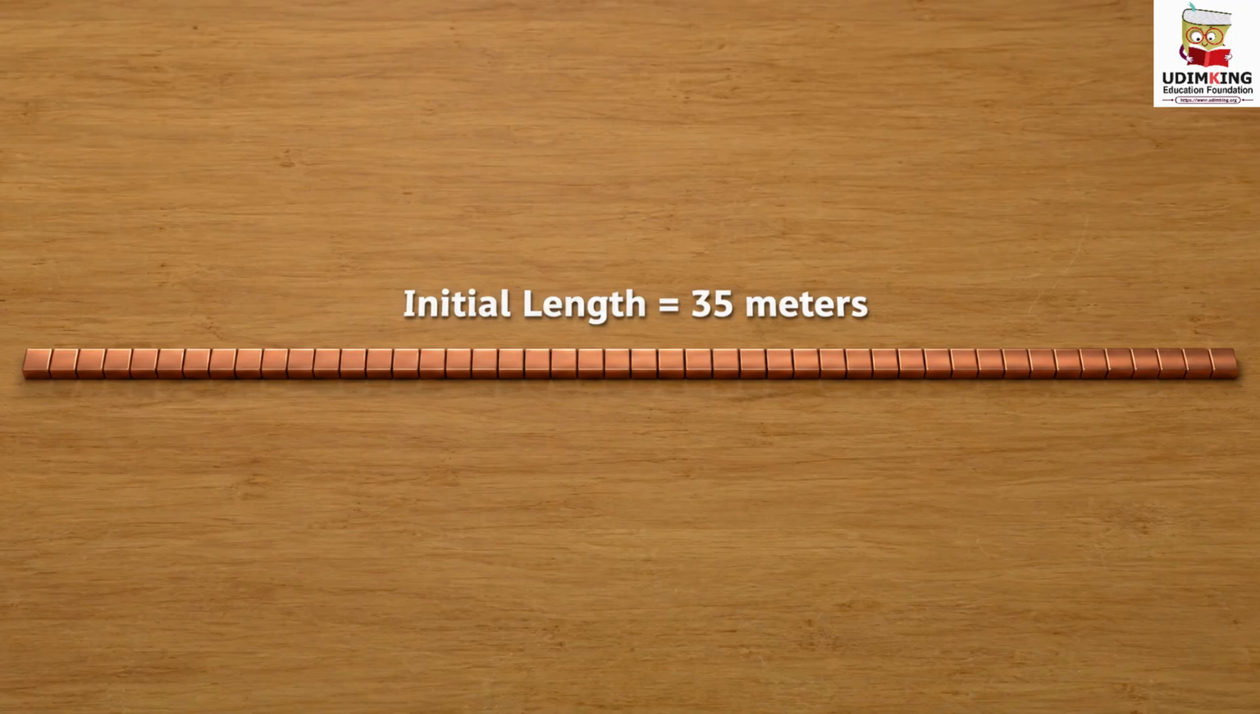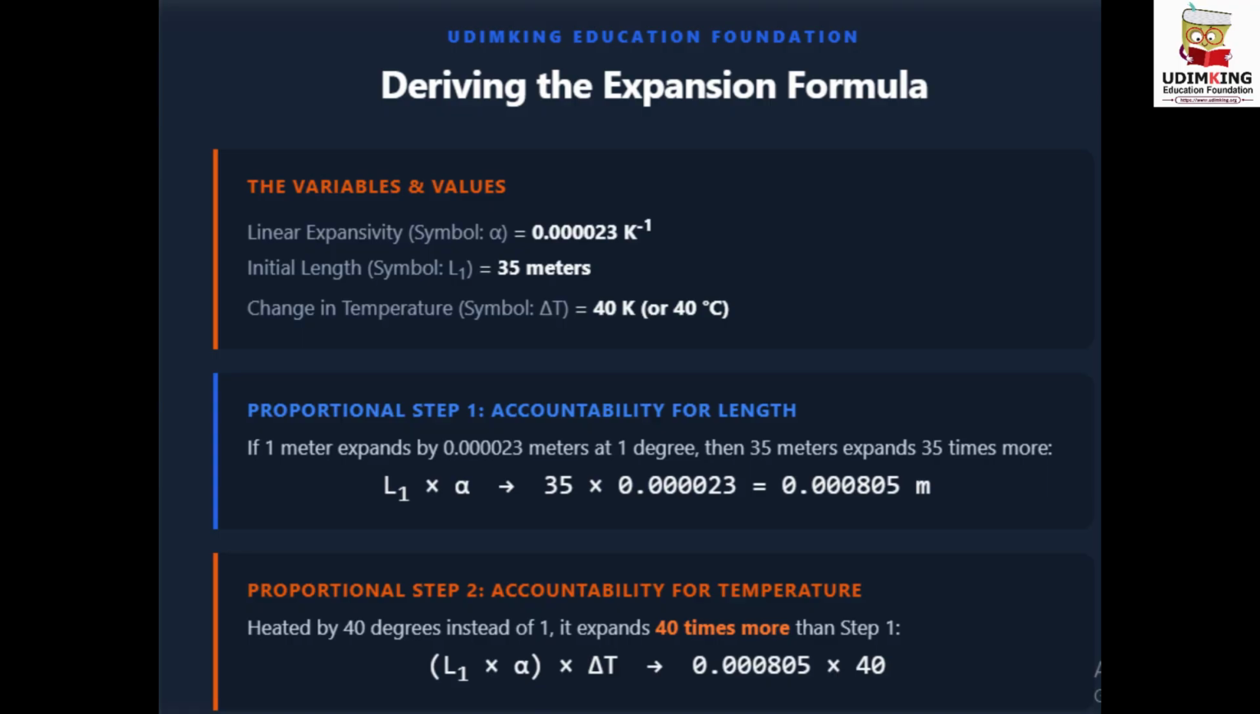Now, what if our piece of aluminum isn't just 1 meter long? What if we have a massive industrial pipe that is 35 meters long? How do we find its change in length? We use simple proportion. Think about it. If 1 single meter of this aluminum expands by 0.000023 meters, then a pipe that is 35 times longer must expand 35 times more.